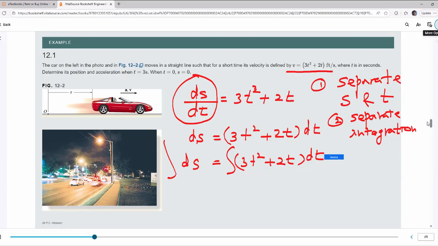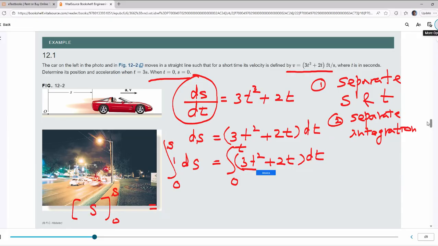We need to set up the lower limit and upper limit, but the problem already gave us: when time is 0, s is 0, and t is any time t. At any time t, s is at any s. On the left-hand side, 1 is recognized. The antiderivative of 1 with respect to s is s, from 0 to the upper limit. There it goes.